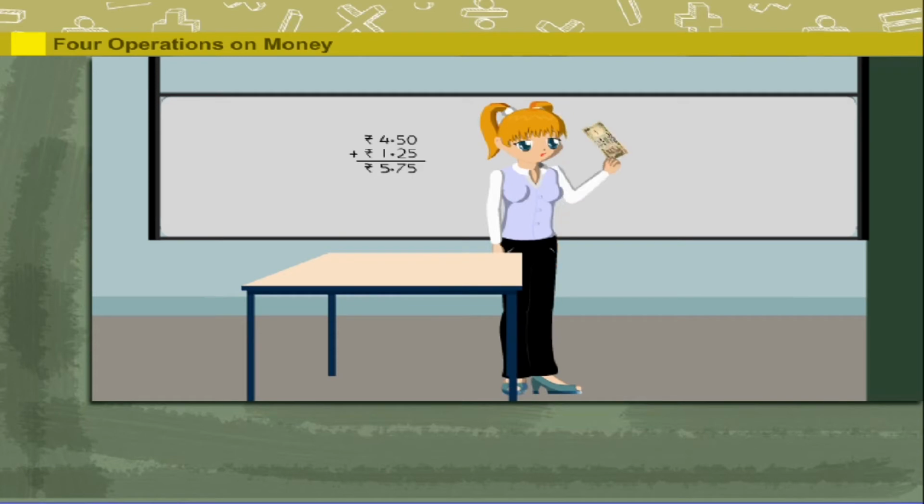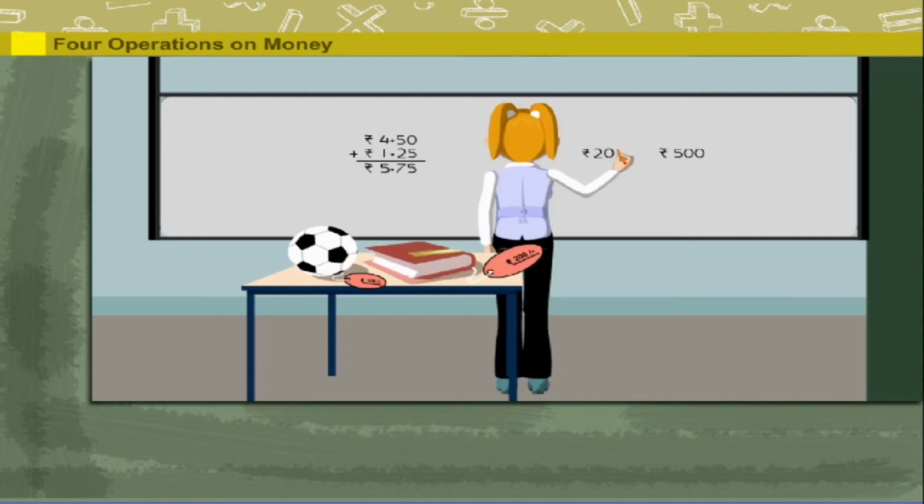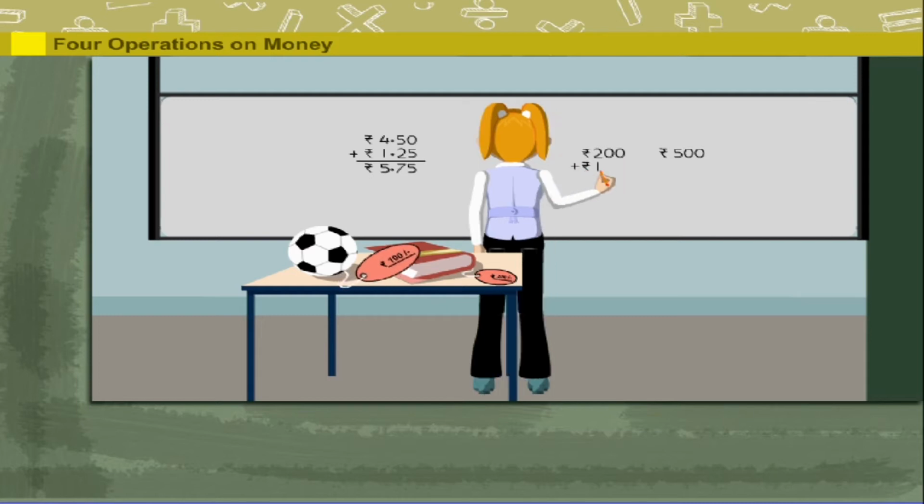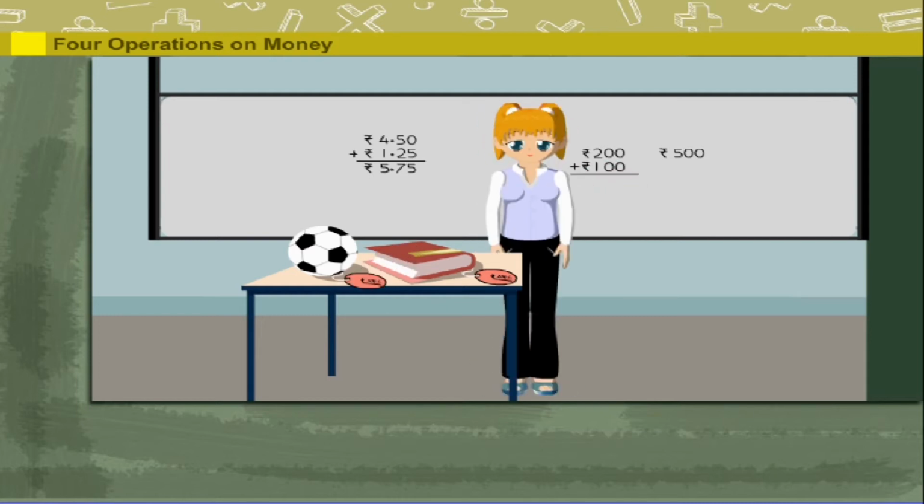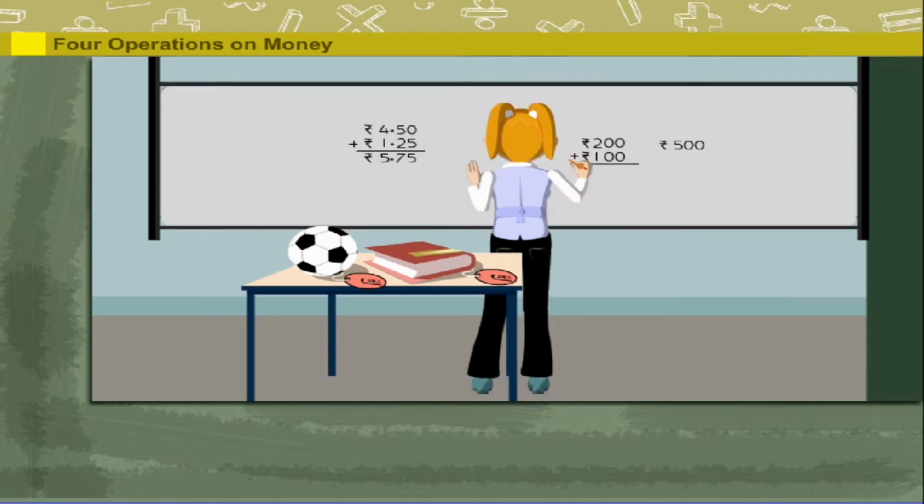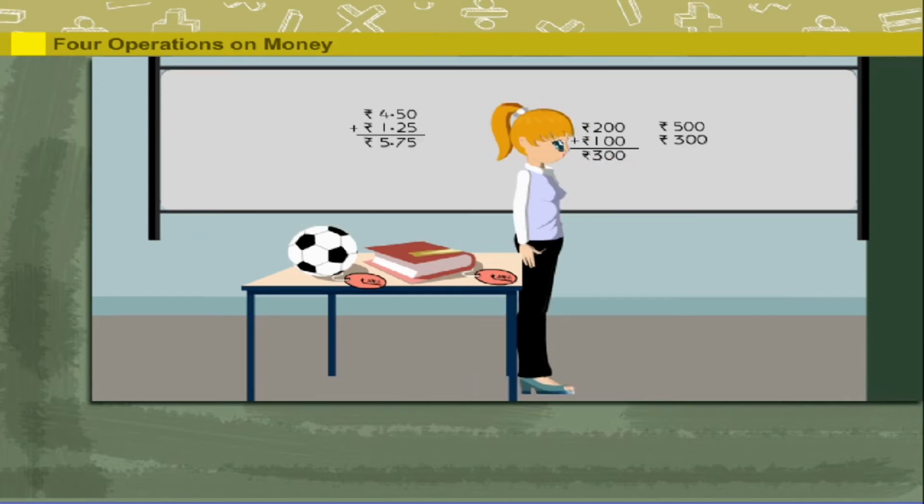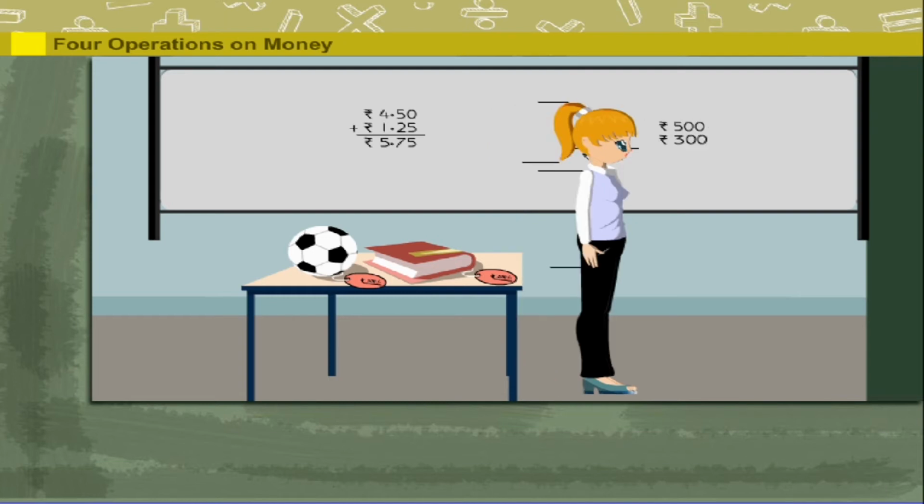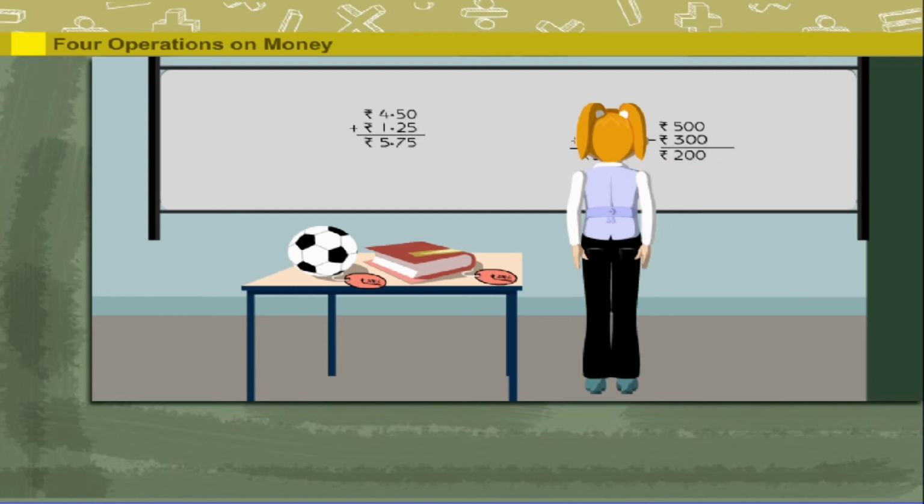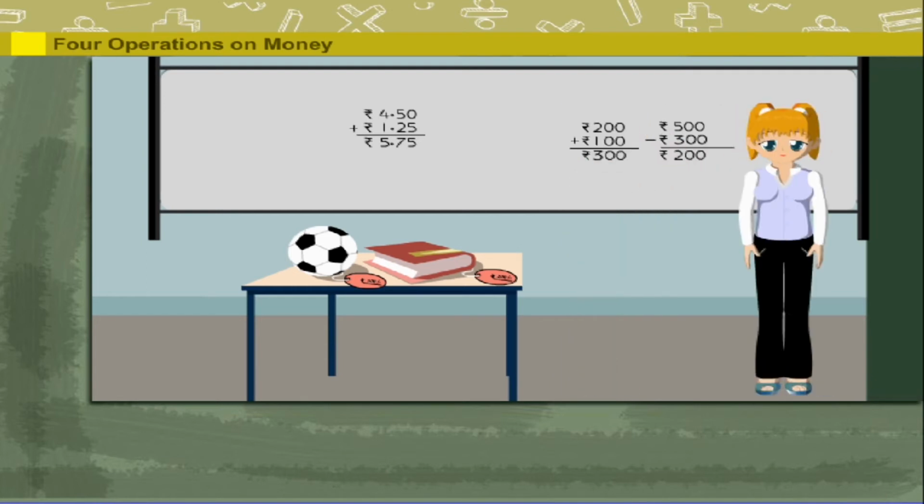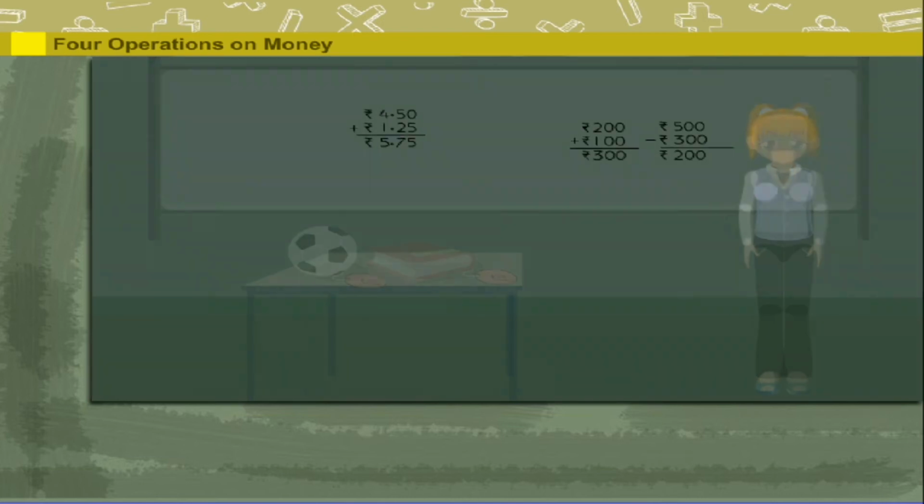Nancy ma'am now has a 500 rupee note. She buys a football and a book. She adds rupees 200, the cost of the book, and rupees 100 for the football. Add the 2, it makes rupees 300. Subtract 300 from rupees 500. Rupees 200 remain from the 500 rupee note.